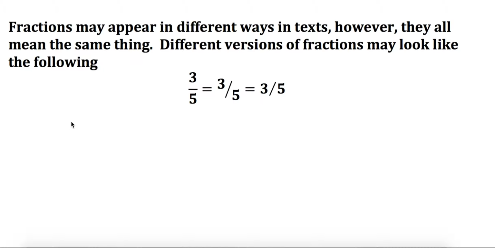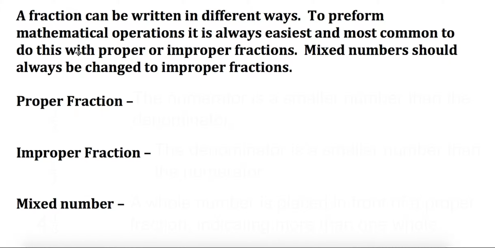The next thing we want to look at is that fractions may appear in different ways in different texts. However, they all mean the same thing. So a different version, like having 3 over 5 written like this, or 3 over 5 kind of on an angle, or 3 over 5 beside each other, is all the same thing. No matter which way it's written, it means the exact same thing. Now, we have 3 different common ways of fractions being written.